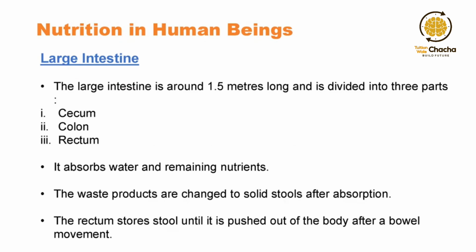Large intestine. The large intestine is around 1.5 meters long and is divided into 3 parts. 1. Caecum. 2. Colon. 3. Rectum. It absorbs water and remaining nutrients. The waste products are changed to solid stools after absorption. The rectum stores stool until it is pushed out of the body after a bowel movement.